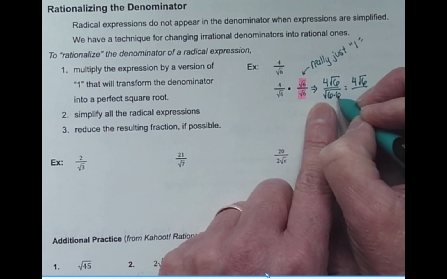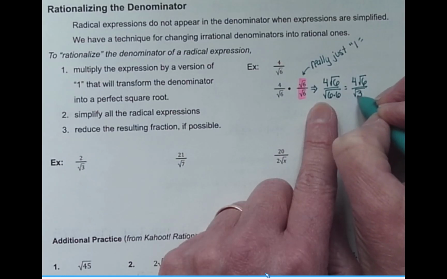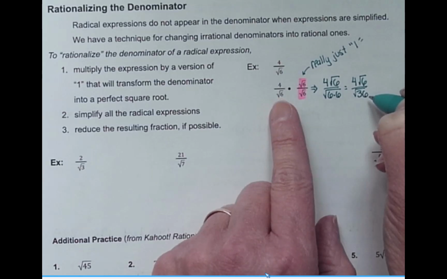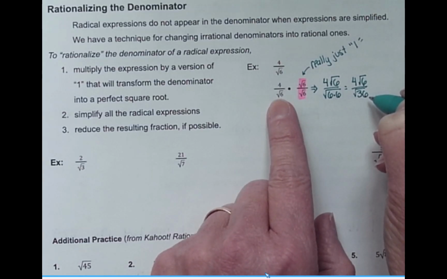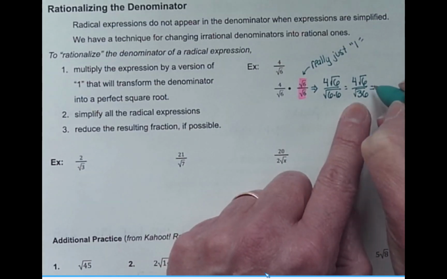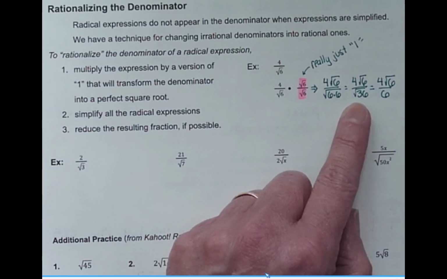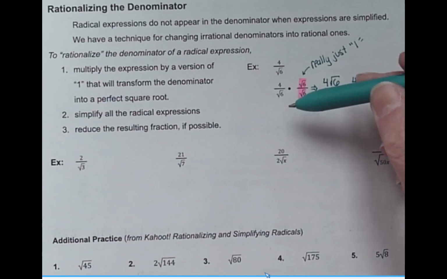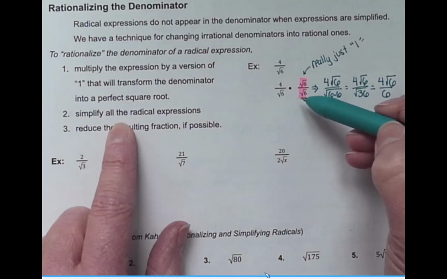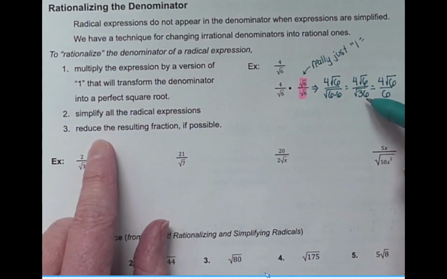The square root of 6 times 6 is the square root of 36. And you can see I've changed that from an irrational number, the square root of 6, to a rational number. The square root of 36 is a perfect square. So I've rationalized the denominator. So I went ahead and simplified all those radical expressions.